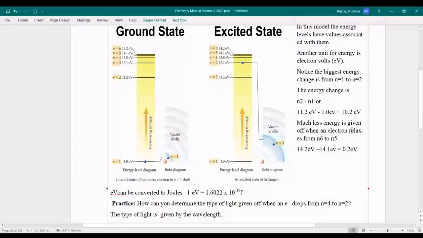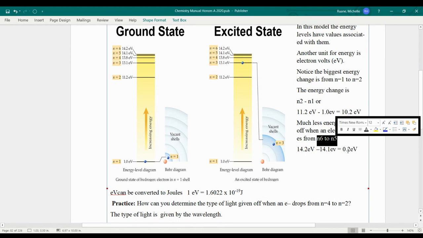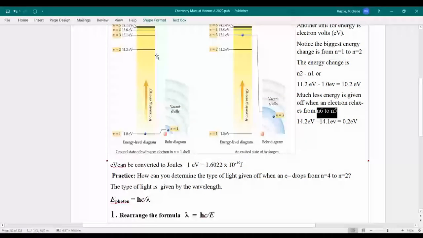Much less energy is given off when I go from a higher level energy, and I just drop down one energy level, because they're closer together. So when I go from N6 to N5, that's only 0.2 electronvolts. That's because these energy levels get closer and closer together, so the distance it's falling in the model is a little shorter. It's giving off less energy.